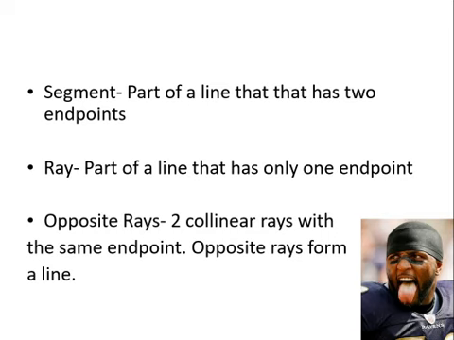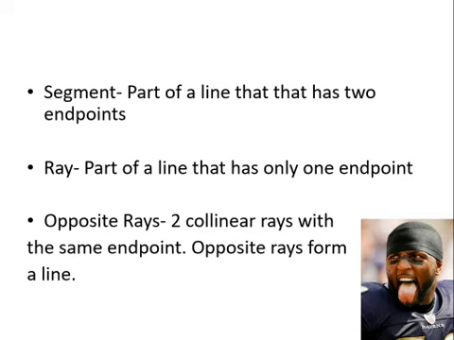Segments are parts of a line. So remember, a line goes off in both directions forever. It's non-stopping. That's why we have the little arrows on it. So a segment is a part of that line. It has endpoints, which are usually labeled with letters: A, B, alpha, beta, anything like that.